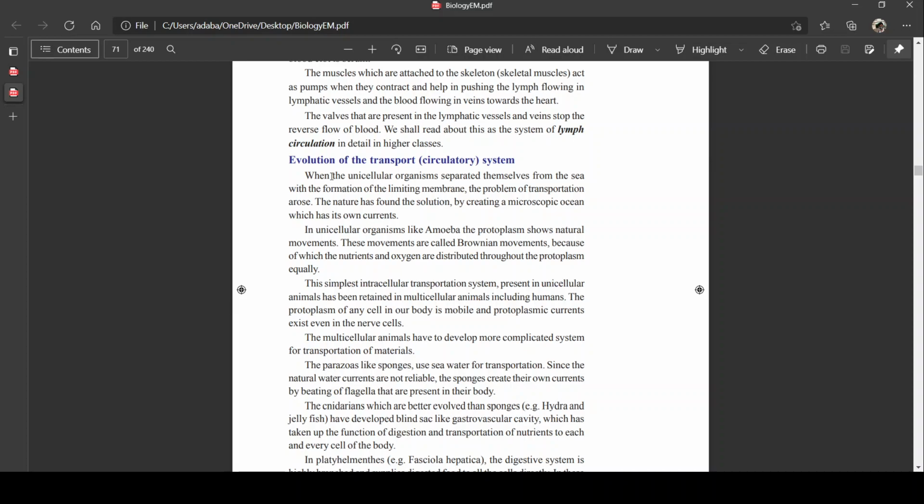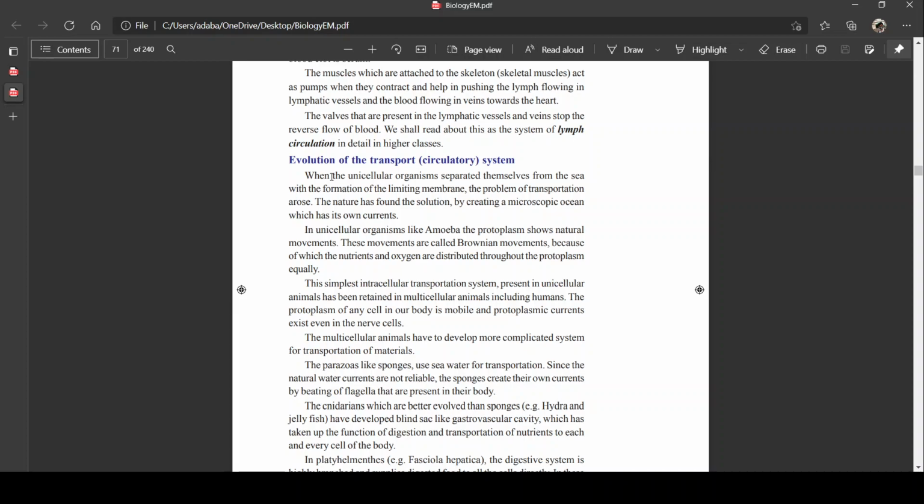Now we start from Protozoa. The best example of Protozoa is amoeba. Amoeba belongs to unicellular organisms. When the unicellular organisms are present in the seawater, they make a special membrane around them.